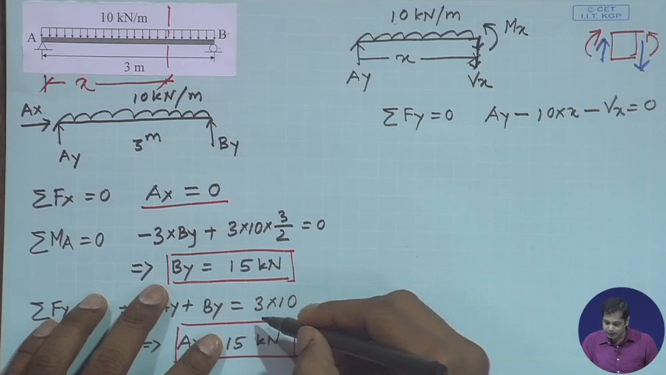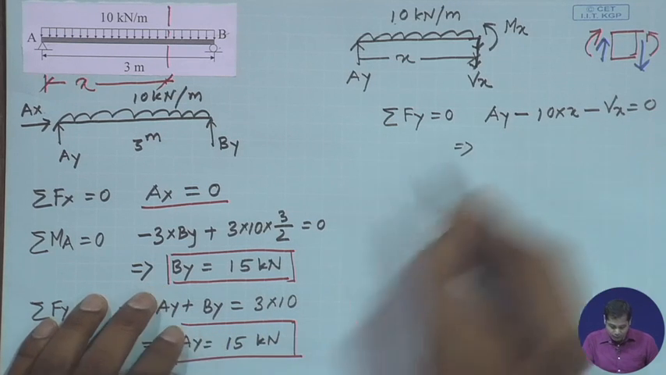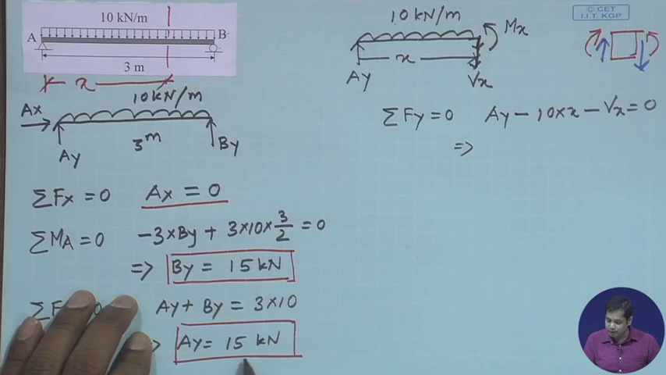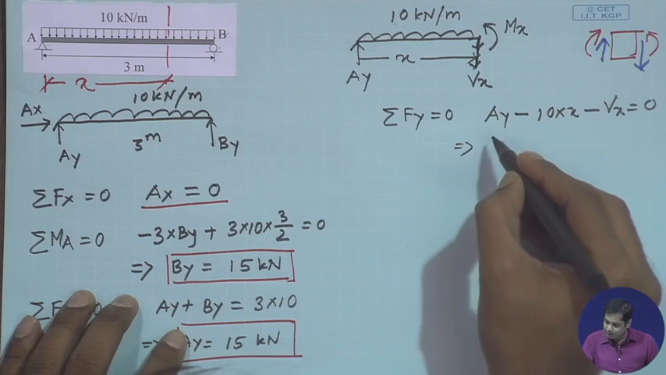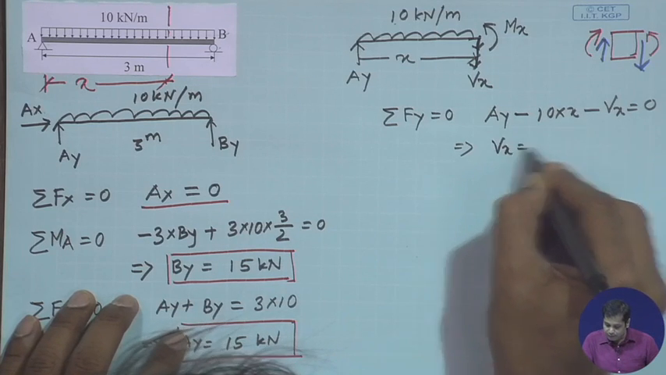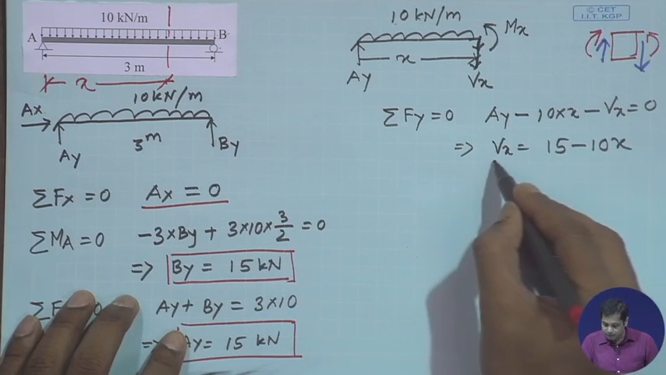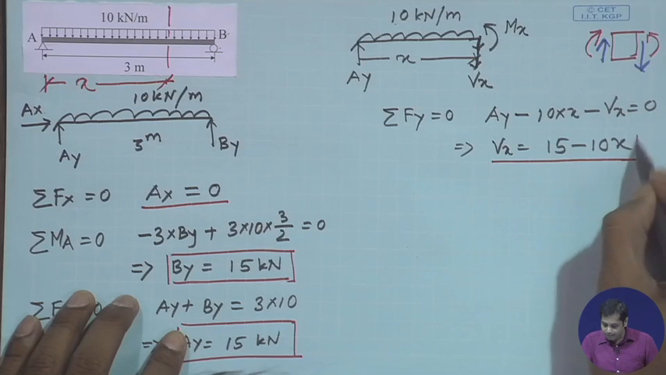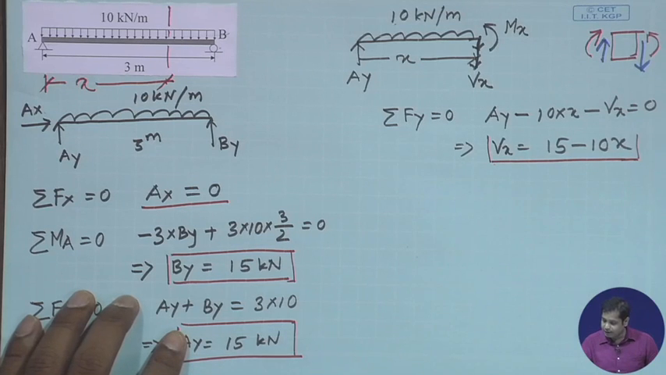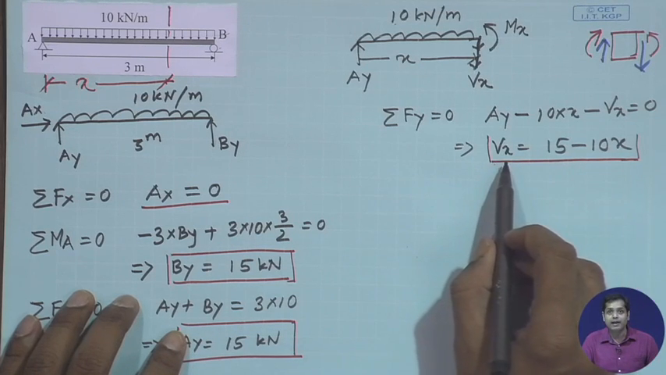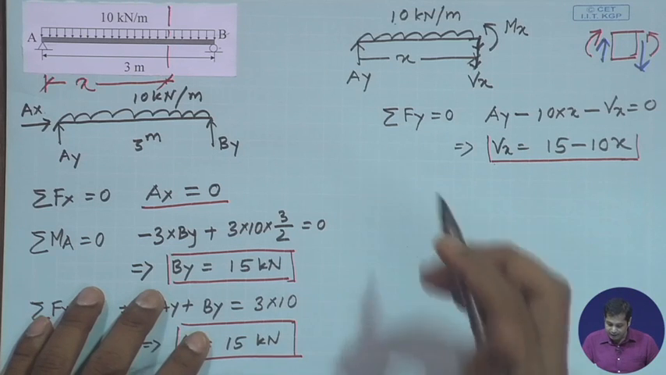0, right. And this gives me Ay is equal to 15, which we already determined, and this gives me Vx is equal to 15 minus 10x. So, this is how the Vx varies with x.